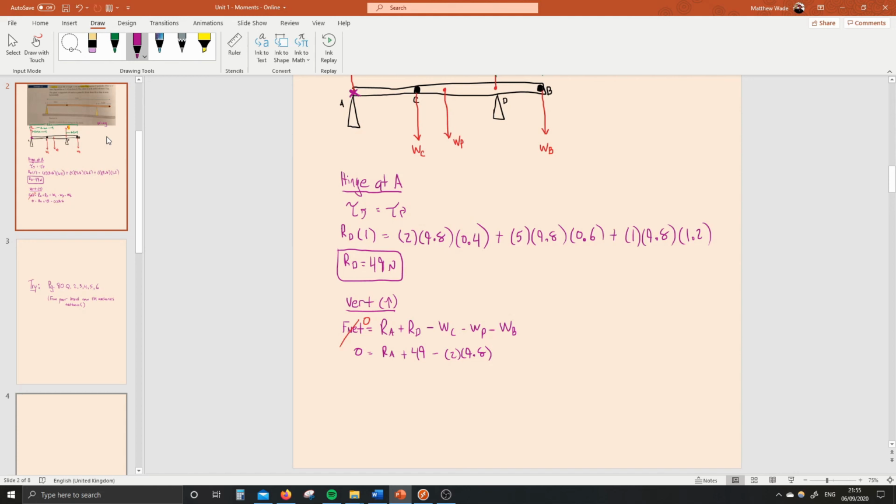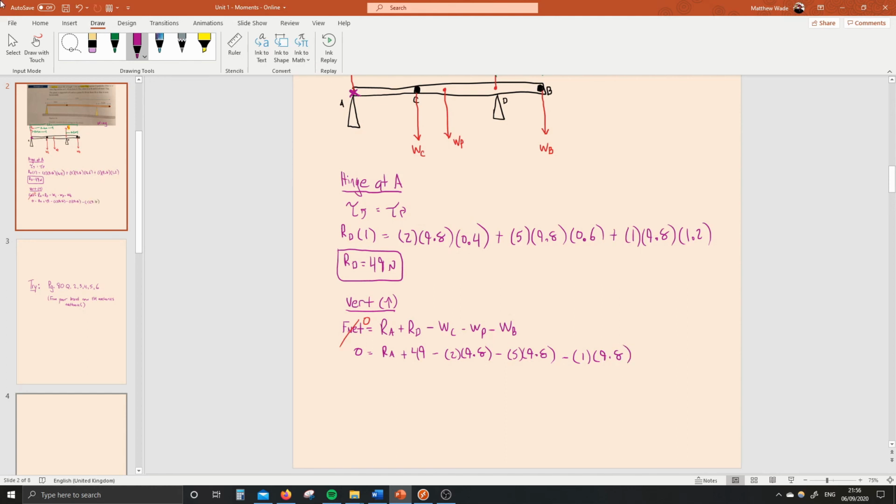And I don't need the distance this time, right? Because I'm just doing regular weight, which is mg. I'm not doing force times the distance this time. I'm just doing regular old force. Take the weight of the P, 5 times 9.8. Take the weight at B, which was 1 times 9.8.